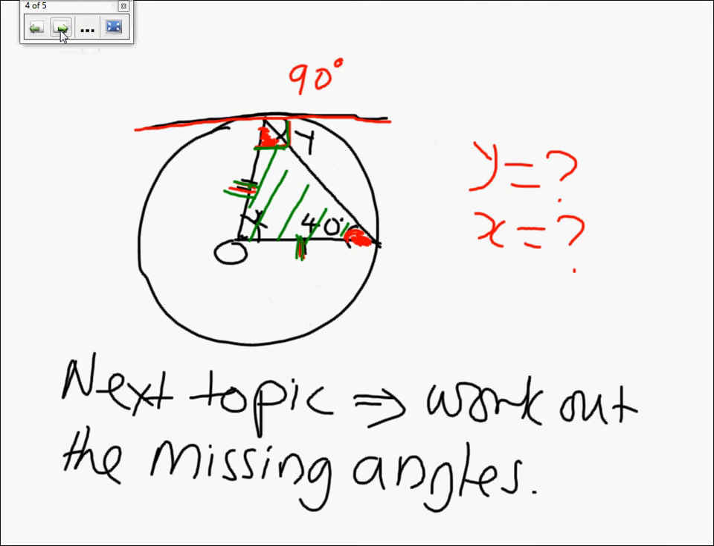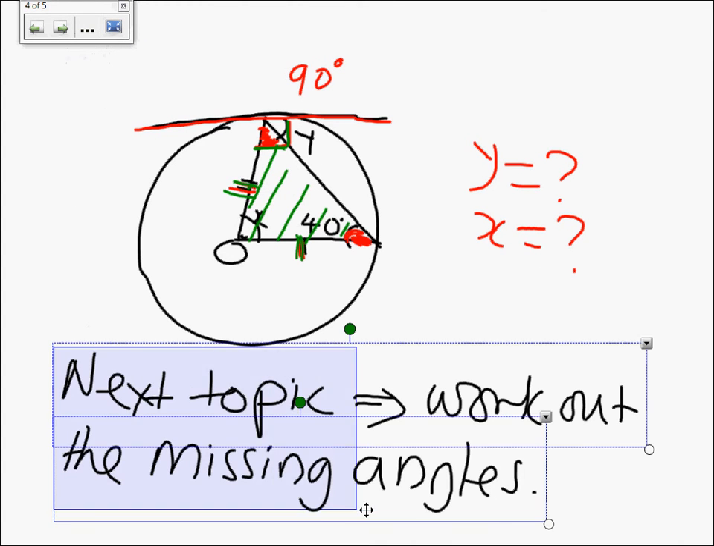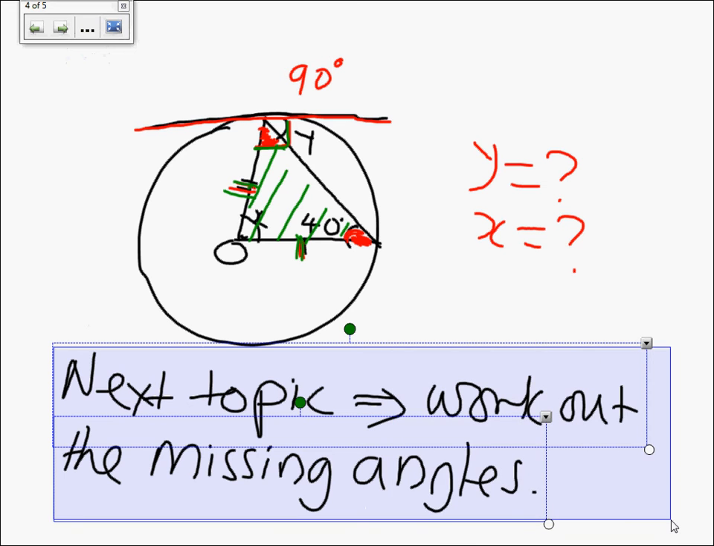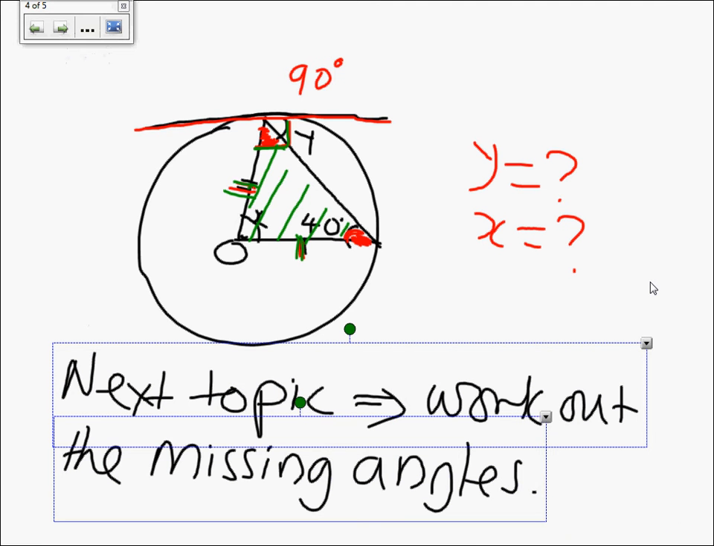Now with this, I would like us to explore the next topic, which is to work out the missing angles.